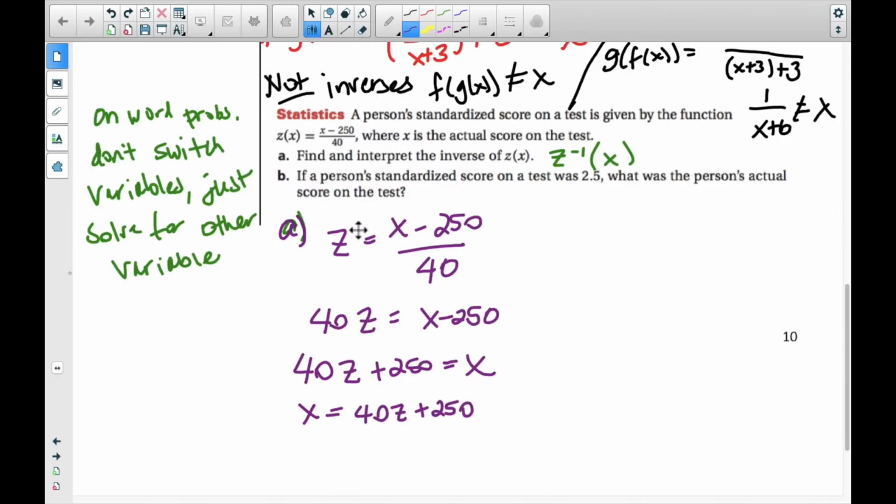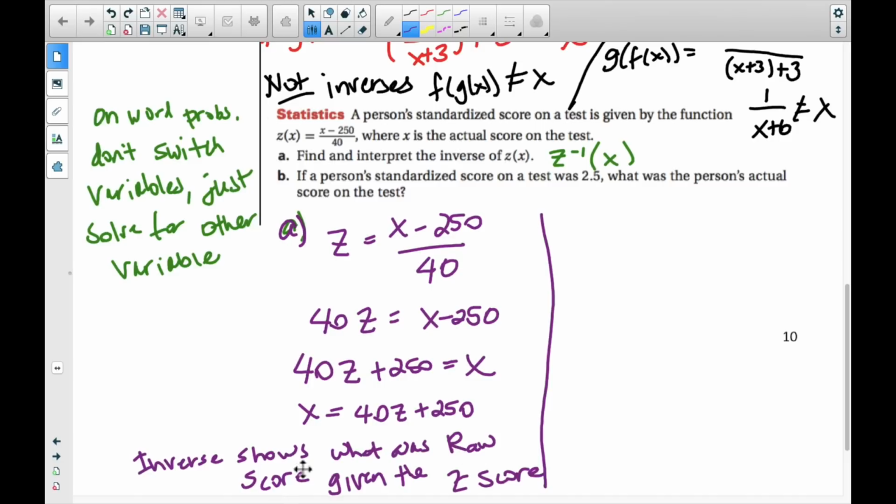Okay, what this is saying, the original equation says this is your AP score if you get 300 questions right. This says if you got a 4 on the AP test, this is how many questions you got right. So it says find and interpret the inverse. Well, here's the inverse, and what this means is the inverse shows what was the raw score given whatever z score you got. So again, you got a 3. Well, how many points did you actually get on the whole test if you got a 3 on the AP? Okay, so question B is we're going to be able to kind of make some sense of that, I think.